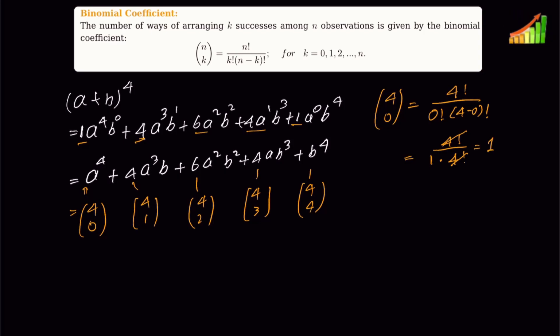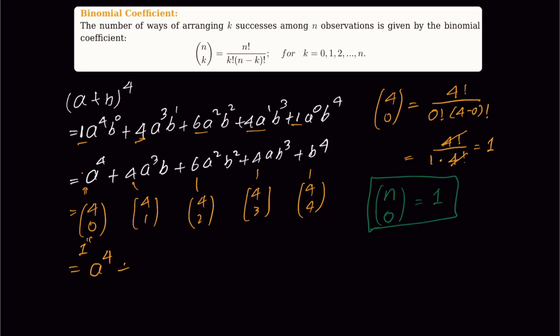Actually, you should know this one. For any number n, 0 factorial is always 1. It is always 1. Okay, so now go back to the problem. So here actually 1. I will write down a to power 4. Then plus 4 choose 1.